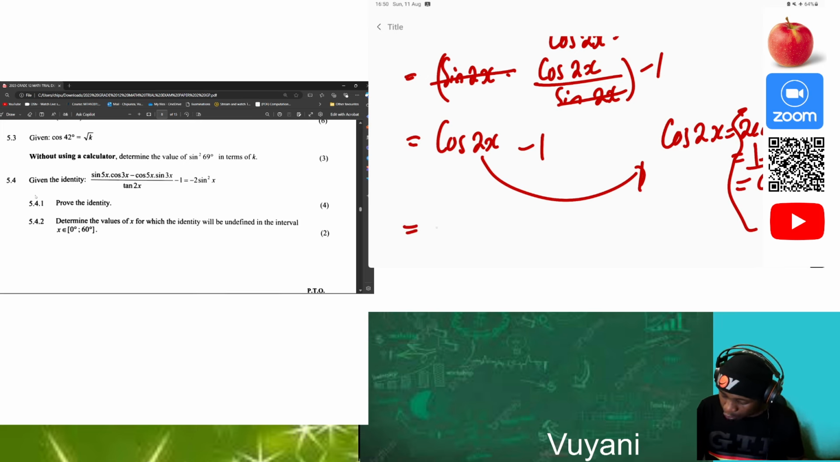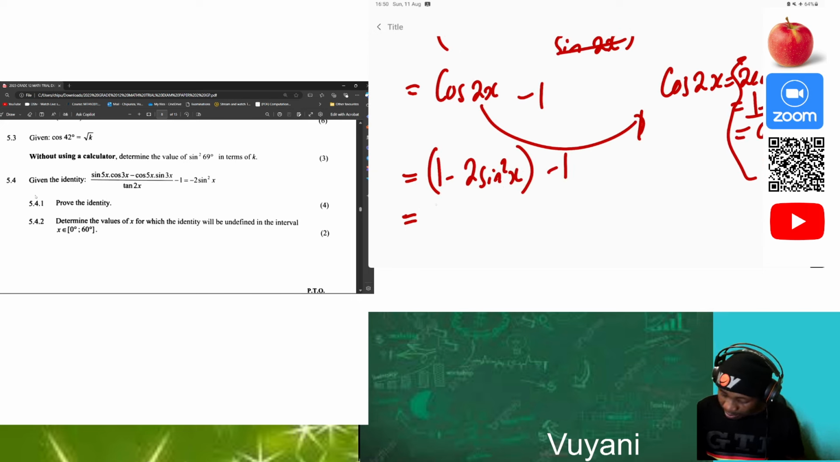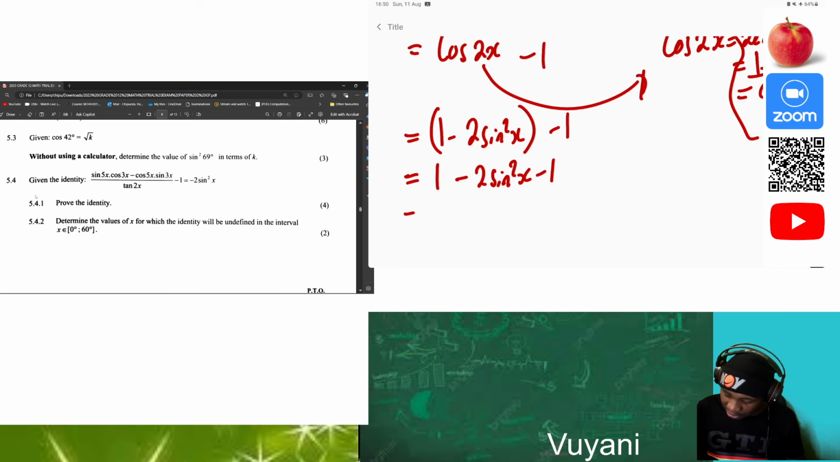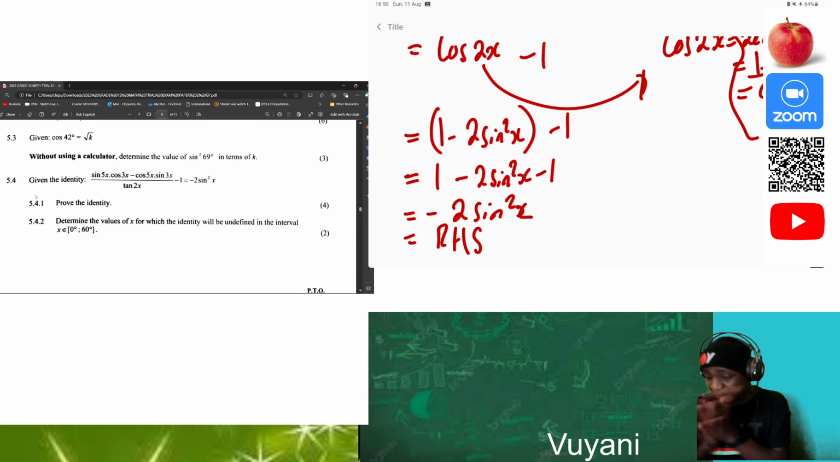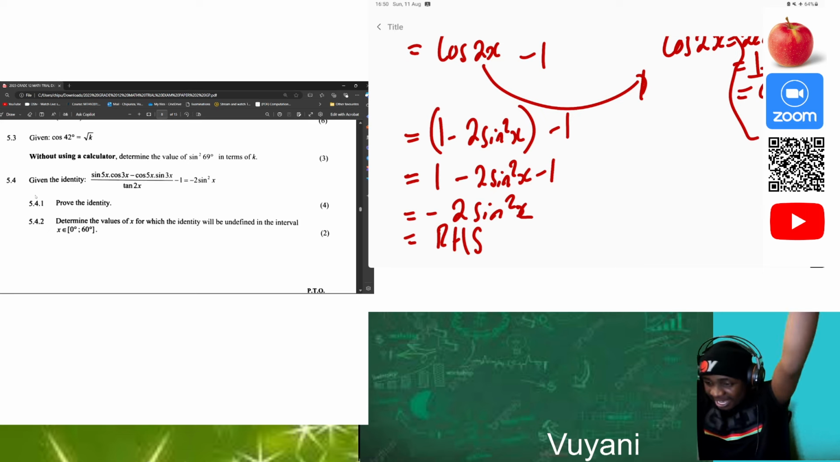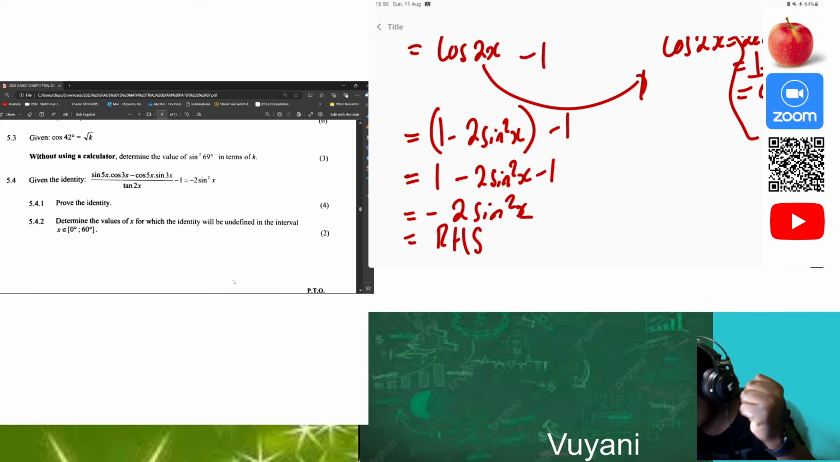So that will be equal to 1 minus 2 sine squared of x, of course, minus 1. This will be 1 minus 2 sine squared of x minus 1. Then 1 minus 1 is equal to 0. Then we have negative 2 sine squared of x, which is equal to the right hand side. Yes, here we go. So that's how we solve the problem.